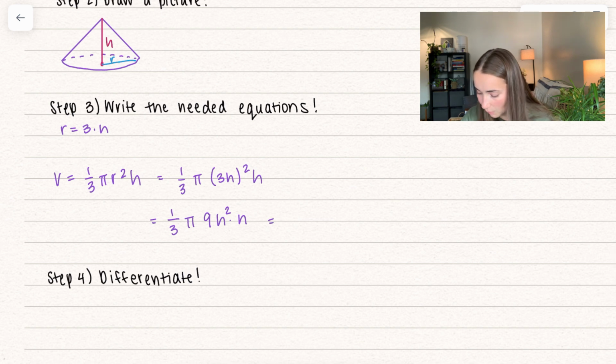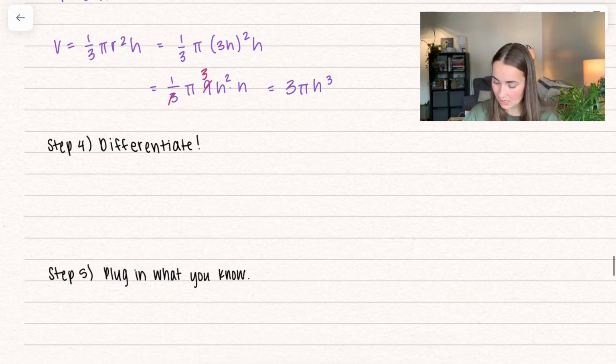So let's go ahead and simplify that one more time. So I know that 9 divides 3, and I'm left with a 3 right here. And we can also combine those h's. So I get 3 pi h cubed. So now what we want to go ahead and do is differentiate this equation. I'm going to take the derivative of both sides in terms of t.